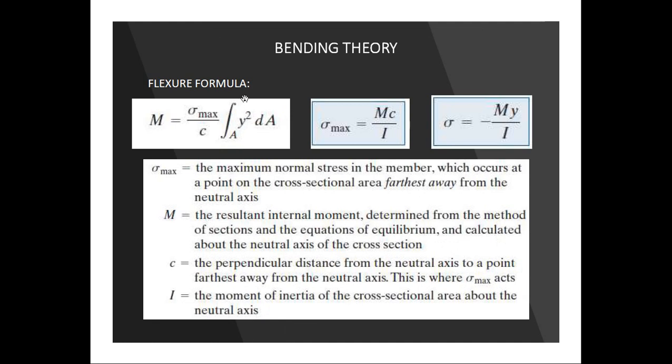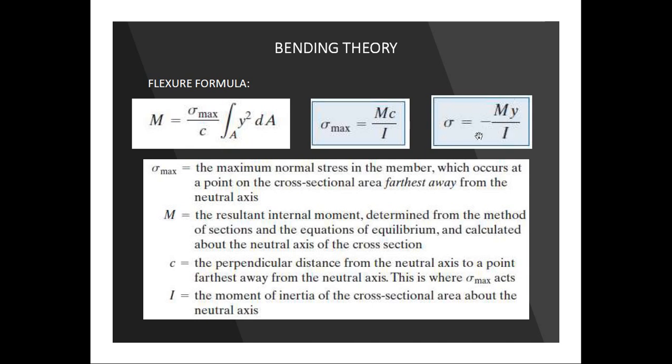You can see over here, what is this y square dA? This is basically the moment of inertia, and this is denoted by I. And sigma max is equal to Mc upon I. That's how you can calculate the stress relationship between M, sigma max and c. And for any point in the cross section, you can directly calculate by sigma is equal to M upon I into y, and y is the distance from the neutral axis, either at the top or the bottom.